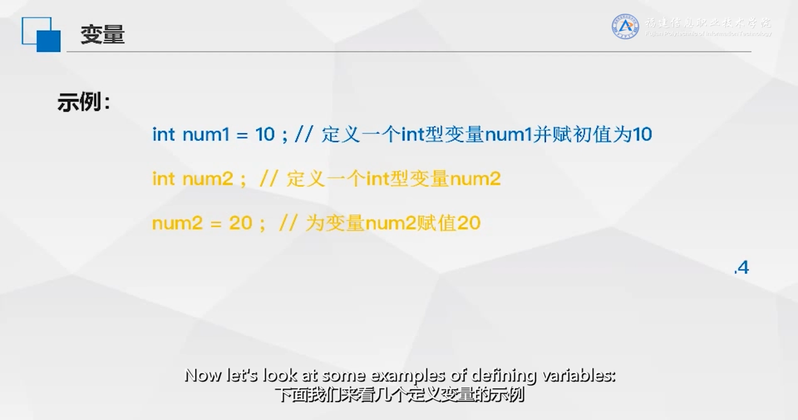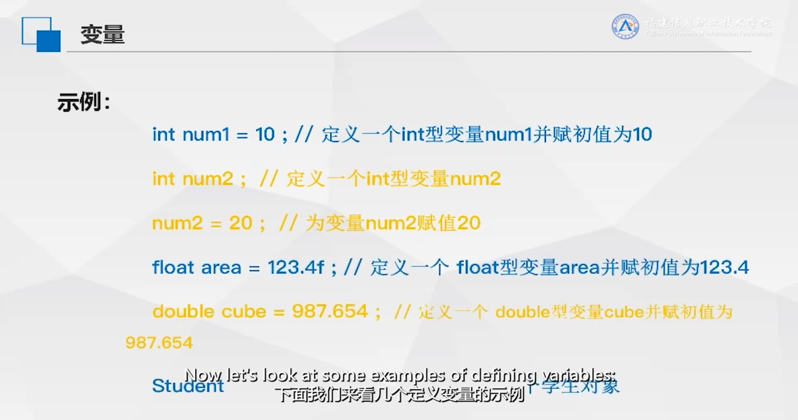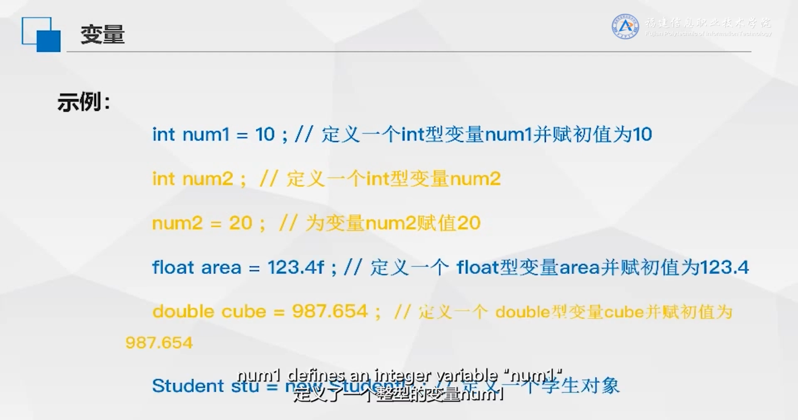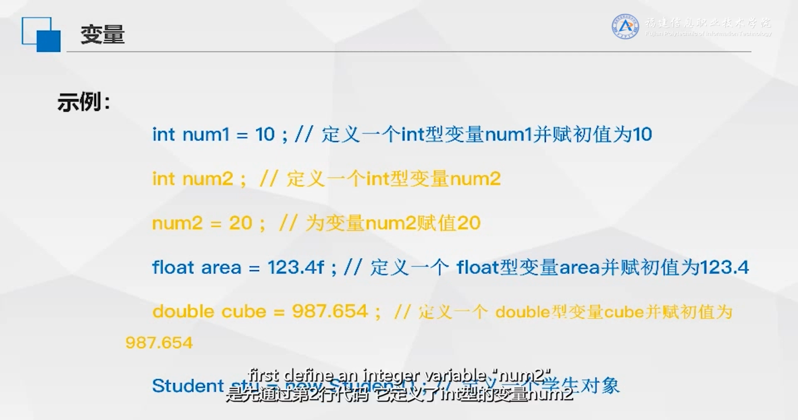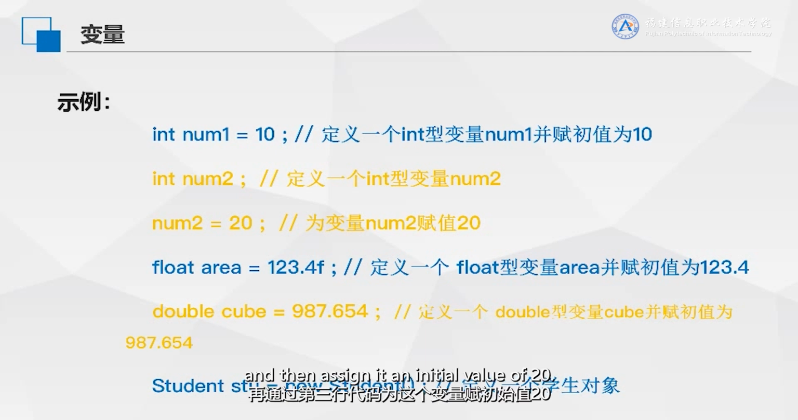Now, let's look at some examples of defining variables. The first line of code defines an integer variable, num1, and assigns an initial value of 10. The second and third lines of code first define an integer variable, num2, and then assign it an initial value of 20.